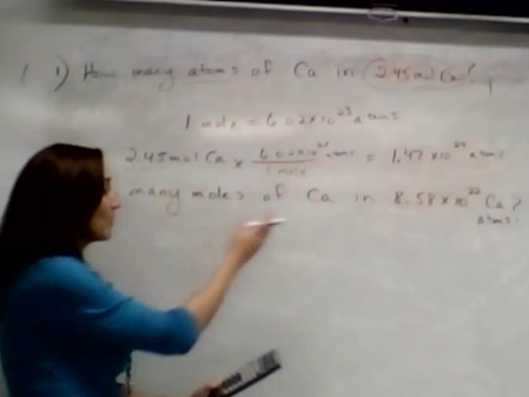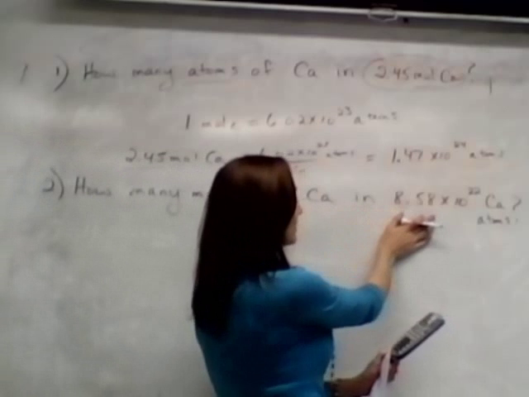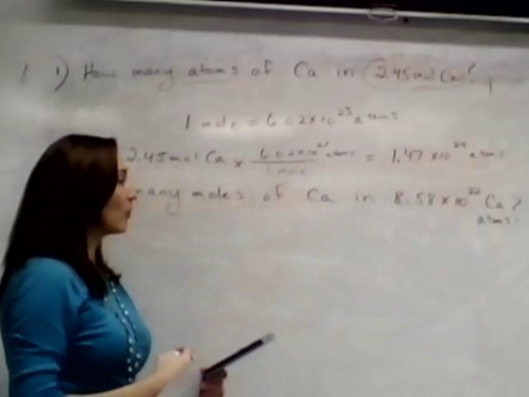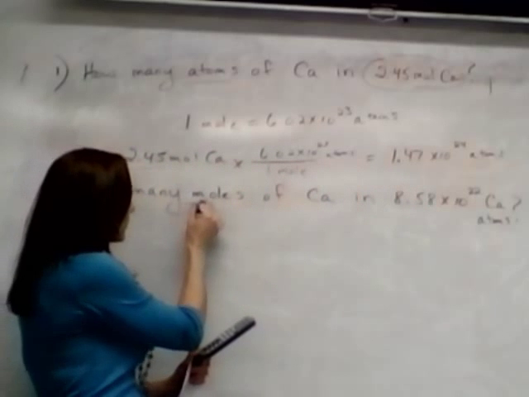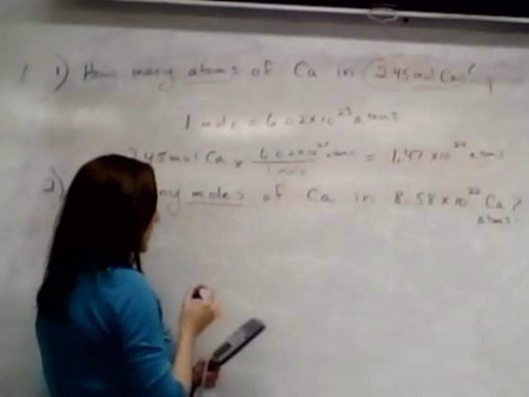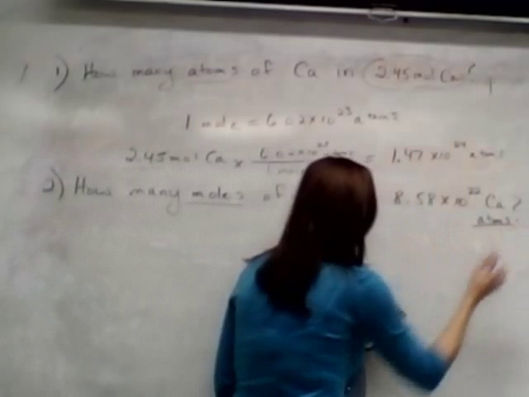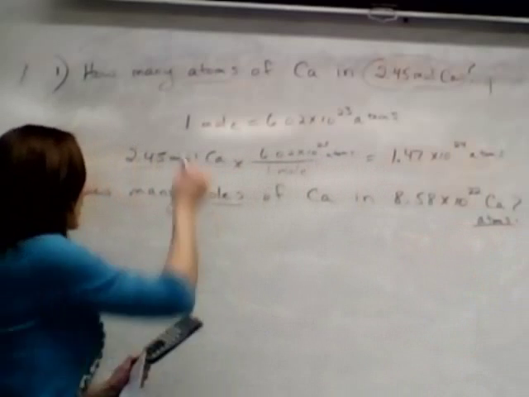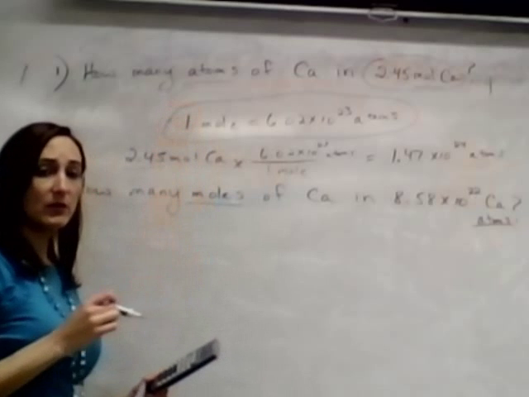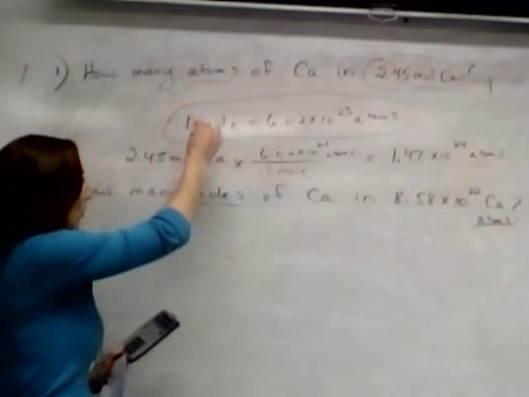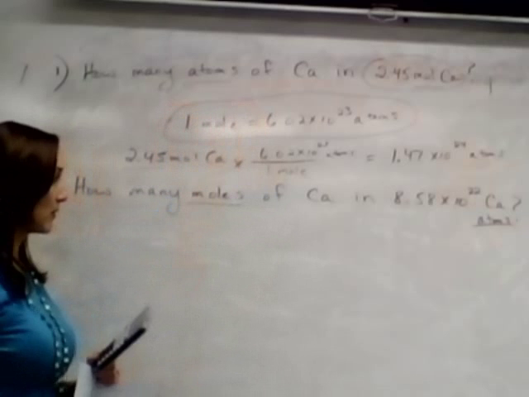So what if I am given a gigantic number of calcium atoms and I want to know how many moles would that be equivalent to? So again, I look at what are the units that I'm converting between. I want moles as a unit, and I'm starting with atoms as a unit. So again, this relationship has those two units equivalent to each other. So 1 mole contains 6.02 times 10 to the 23rd atoms.